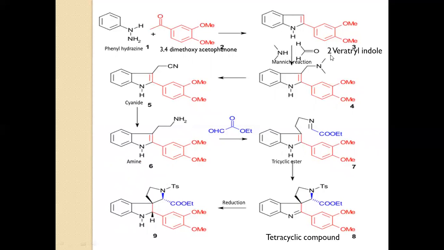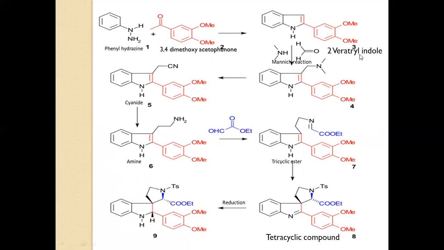This is called 2-veratryl indole. That is, nitrogen is in the first position. This is the second carbon. So on the second carbon, there is a veratryl group. What is a veratryl group? A benzene nucleus with methoxy groups. So this is called 2-veratryl indole.